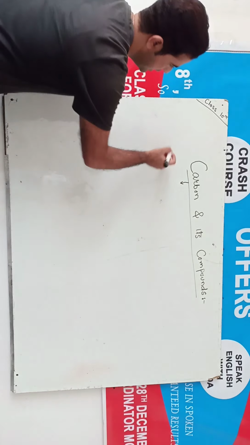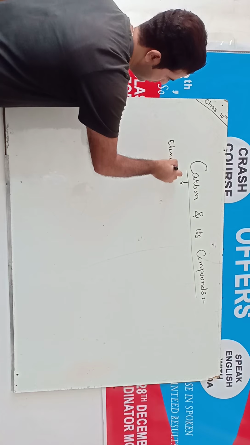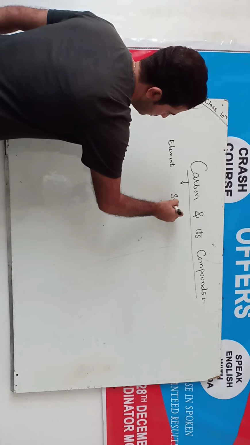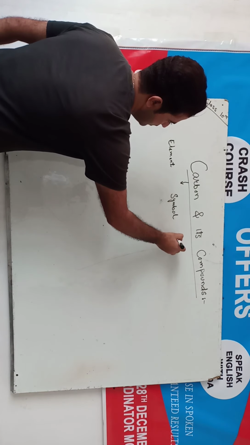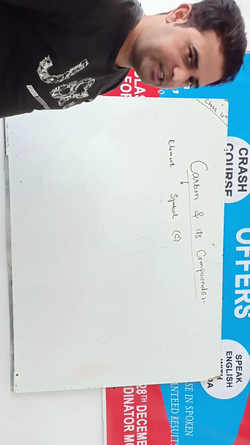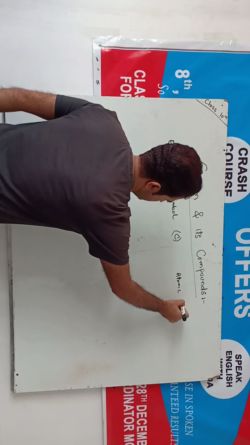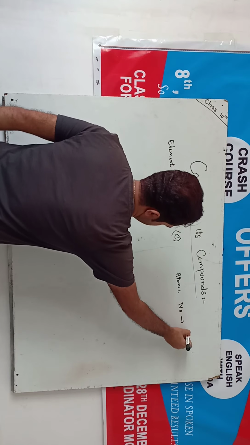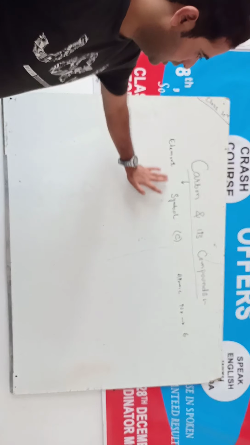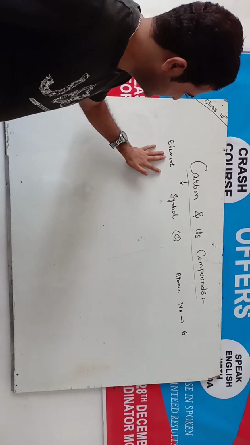Carbon is an element with symbol C. Carbon is an element, its symbol is C, and its atomic number is 6. What does this mean?